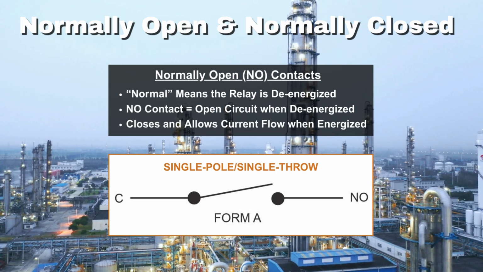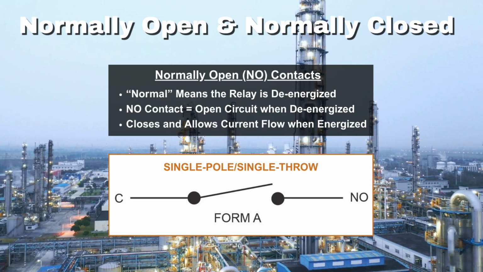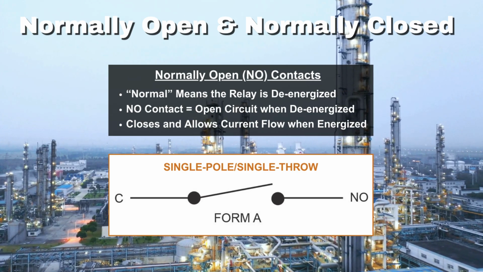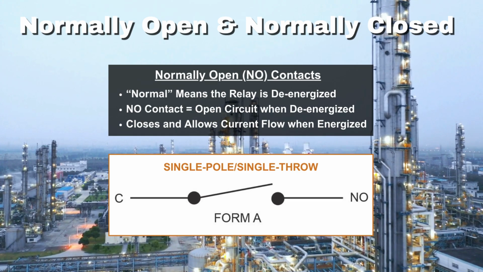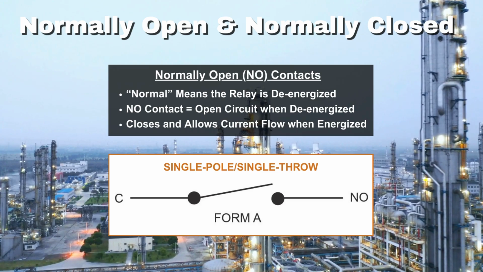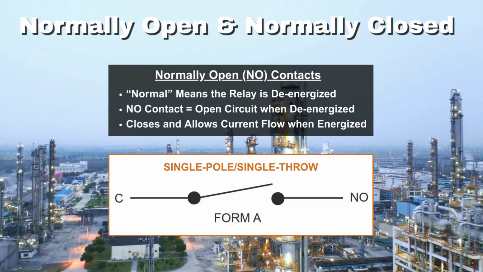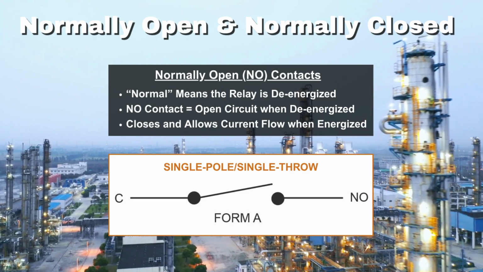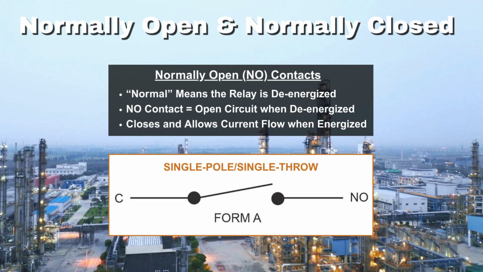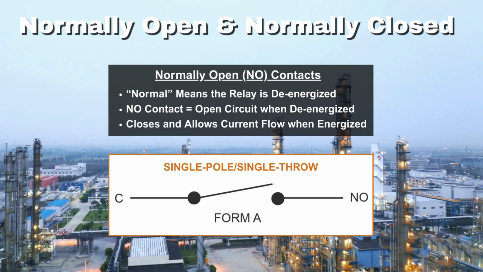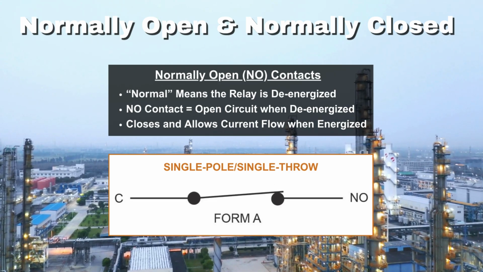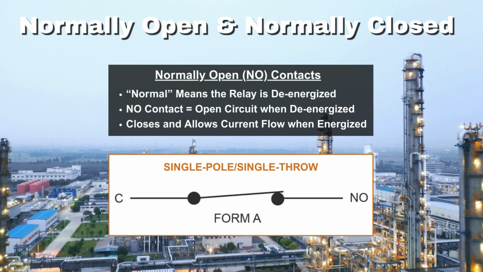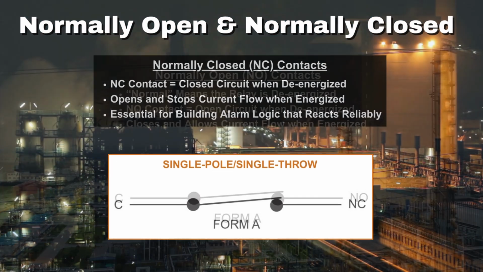Let's review the basics. Normally open and normally closed relay contacts. The term normal refers to the de-energized or default state of the relay and how it behaves when power is not applied. In this state, a normally open contact doesn't allow current to flow to the common terminal. The circuit is open and nothing happens. But when the relay is energized, the contact closes, allowing current to flow between the normally open and common terminal.